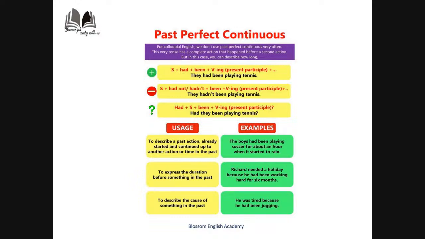And to express the duration before something in the past, it is quite similar to the boys example. Richard needed a holiday because he had been working hard for 6 months. So two actions again: Richard needs a holiday, and Richard has been working for 6 months. Which happened first? Obviously, he has been working so hard, and that is the reason he requires a holiday, right?